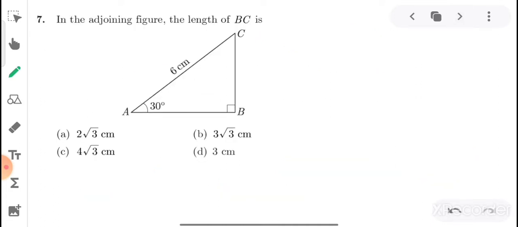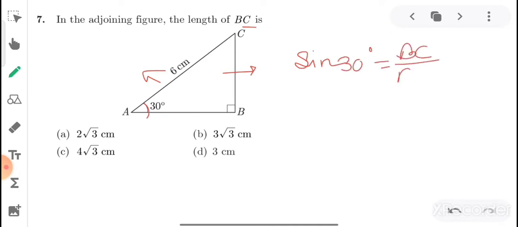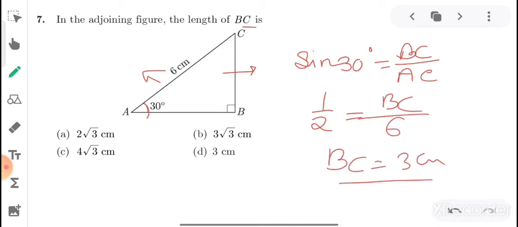This is a right angle triangle and 6 cm is the hypotenuse. We have to calculate the perpendicular with respect to 30 degree, perpendicular BC. Then we take sine 30 degree equal to BC by AC. Sine 30 degree is half, BC by AC, AC is given 6, then BC will be 3 centimeter. Option number D will be the correct answer.